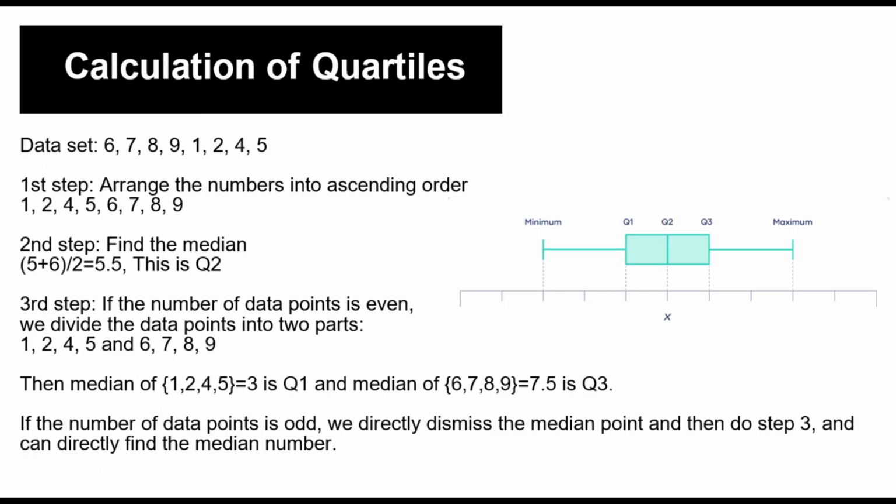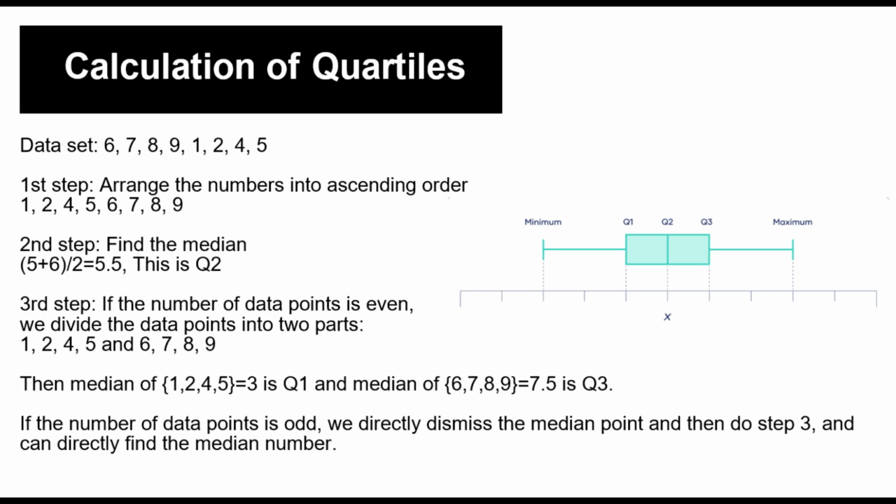Calculation of quartiles. Dataset: 6, 7, 8, 9, 1, 2, 4, 5. The first step is to arrange the numbers into ascending order: 1, 2, 4, 5, 6, 7, 8, 9. The second step is to find the median: (5 + 6) / 2 equals 5.5, and this is the Q2.